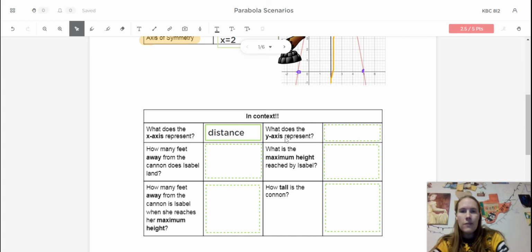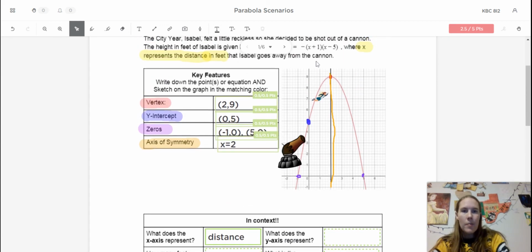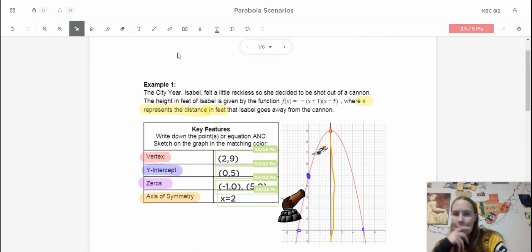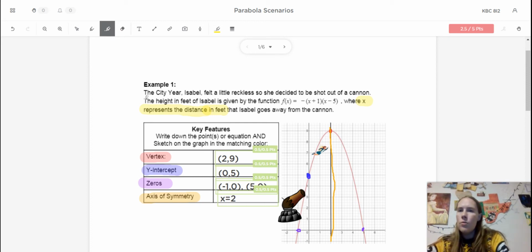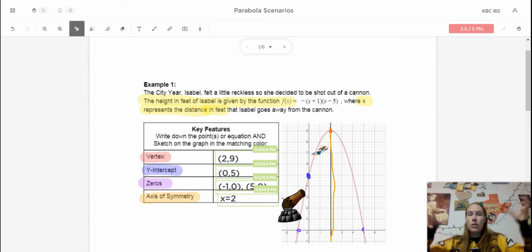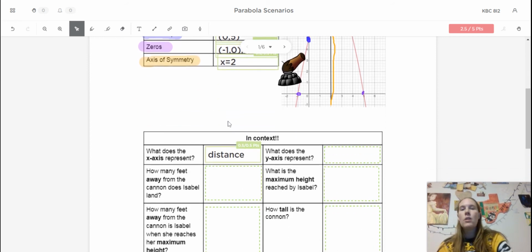All right, now let's figure out the y. So remember the y is the same thing as f of x, something like that. So I'm going to read city year. She felt a little reckless, was shot out of a cannon. Ooh, the height is given by the function. So remember, f of x is the same thing as y. So whenever it says this is what the function represents, that is what your y-axis represents. So in this case, it's our height.